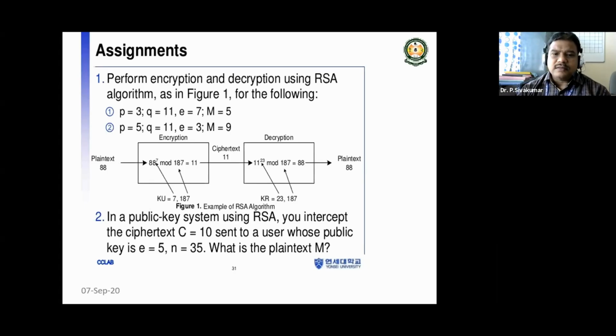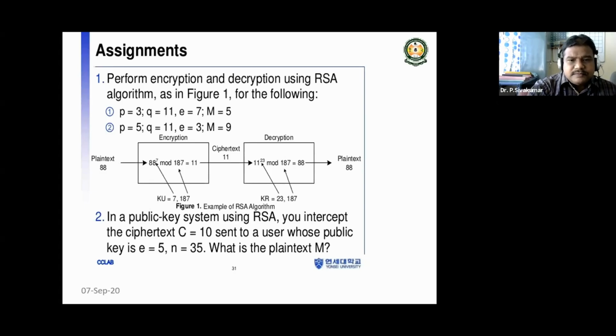Submit it in the WhatsApp group. P is equal to 3, Q is equal to 11, E is equal to 7, M is equal to 5. My expectation is that you give each and every piece of information in detail, briefly. That's very important. Don't give only the result, because the result is already available in the slide also. My expectation is to work out the step-by-step process in detail to find your D value and perform your encryption and decryption.